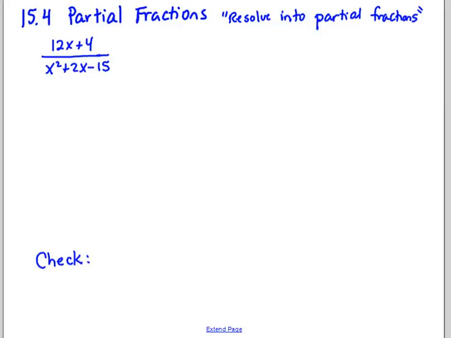Today we're going to be talking about a pre-calculus technique that is designed to get you ready for something you will need to know in calculus called resolving a rational expression into partial fractions.